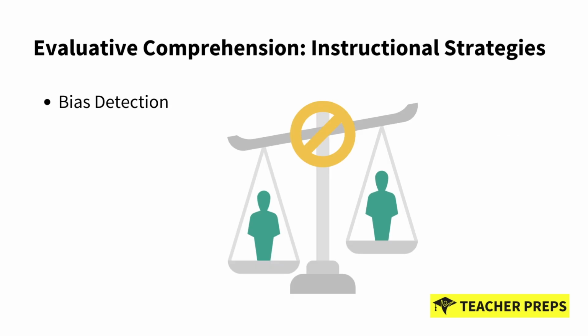Furthermore, teaching and modeling strategies that you'll want to know for your exam could be bias detection, by using texts with clear biases and having students identify them. We can ask the student why the author might have this bias and how it might affect the text or the characters inside the text.